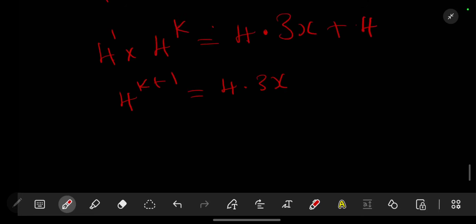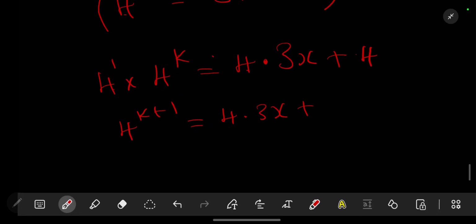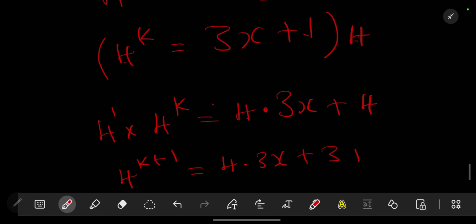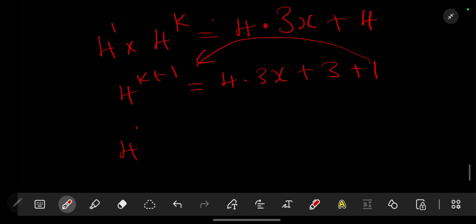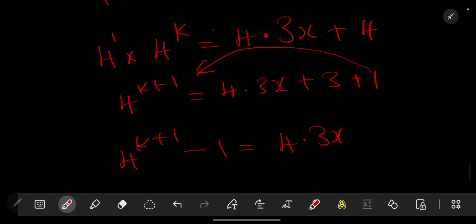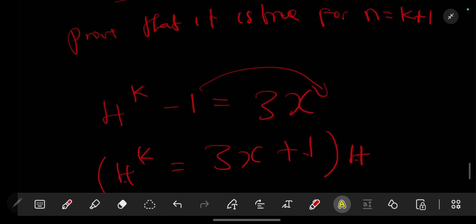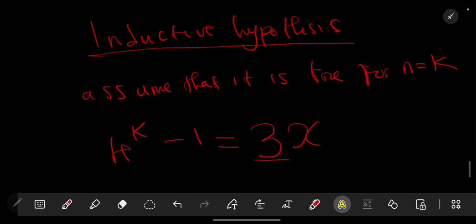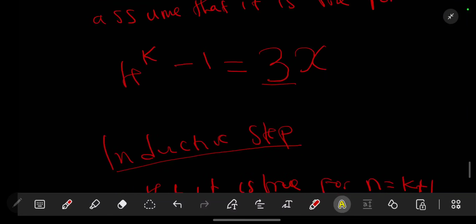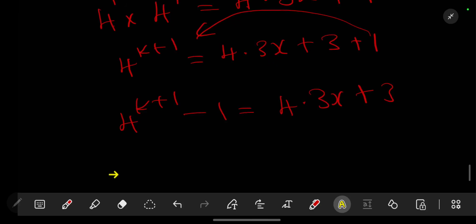So this is what we are going to do. This 4 is the same as a 3 plus a 1. Then take this 3 to the other side. So it will be 4^(k+1) minus 1 should be equal to 4.3x plus our 3. Now remember, the reason why you are doing this, you have to show these statements are very important. These assume that it is true for n is equal to k. So this is how you represent your work.